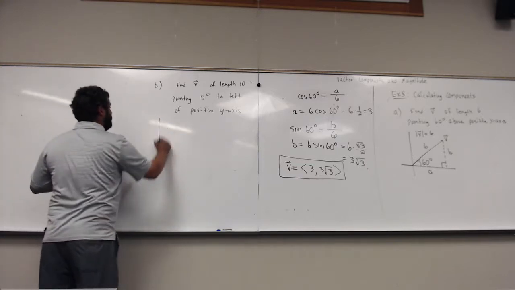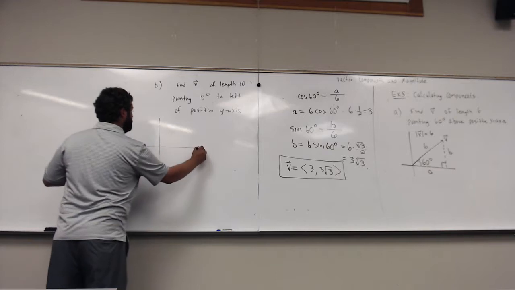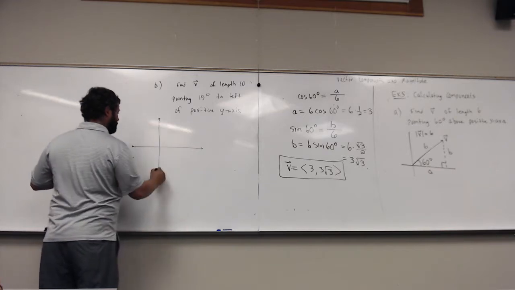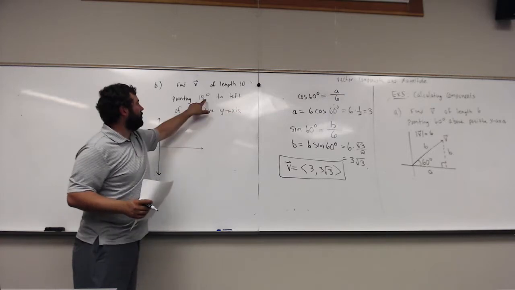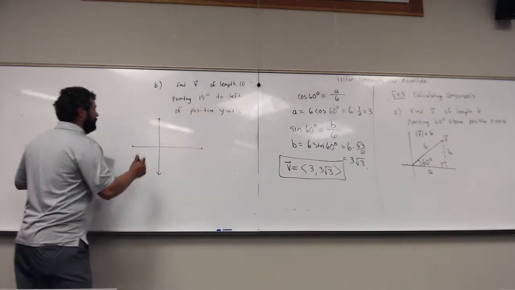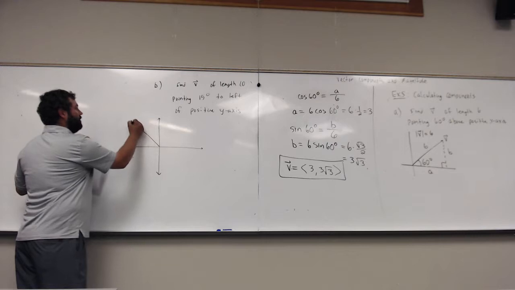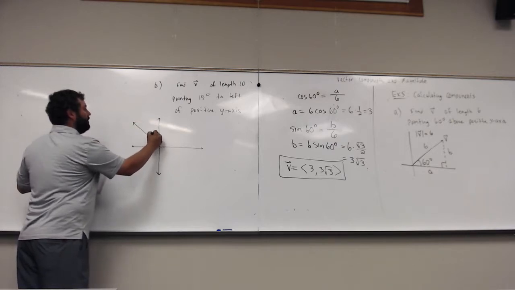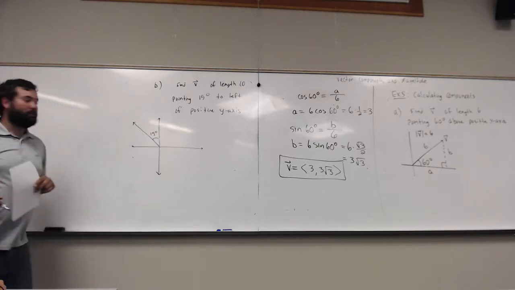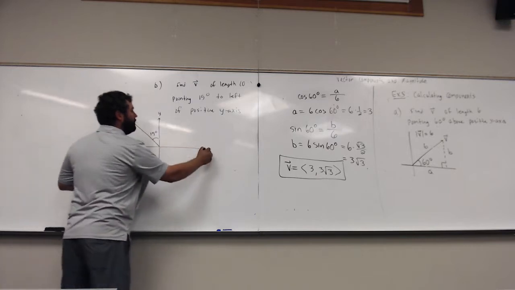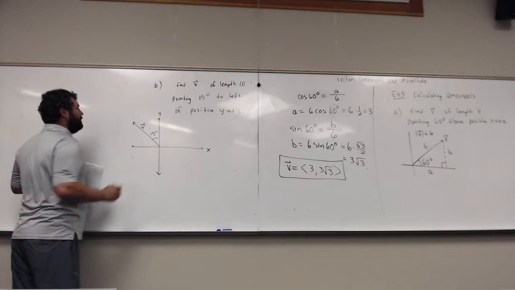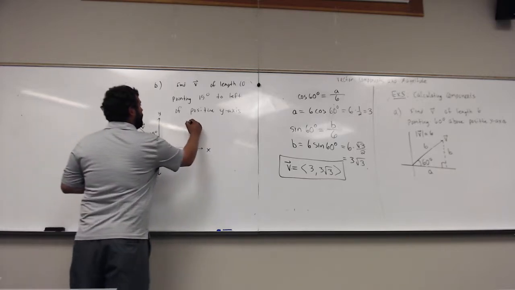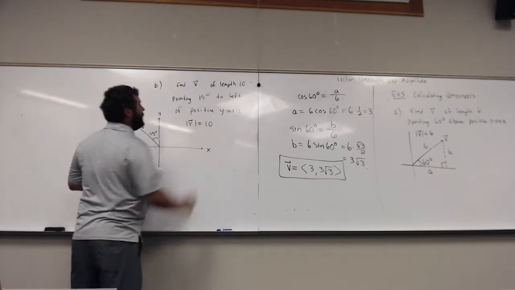So again, let's draw a picture. If we're pointing to the left of the positive y-axis and we're only doing it 15 degrees, we're going to have our vector in the second quadrant, and we're just saying this is a 15-degree angle. Right? So that's the positive y-axis, and that's the vector v. And what we know is the length of v, or the magnitude, is 10.